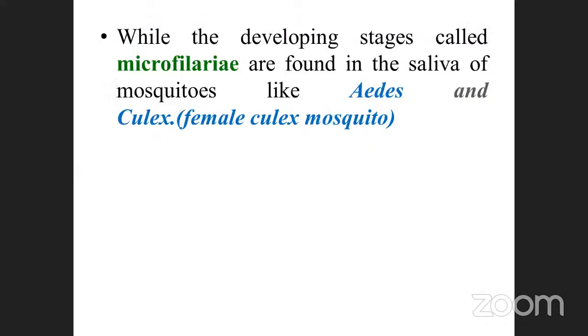See here, the developing stages called microfilariae are found in the saliva of the mosquito, which is called the female Culex mosquito. Already in our malarial parasite, the mosquito is the female Anopheles mosquito, but elephantiasis is caused by the female Culex mosquito. All are female only. You already know the main characteristic of the female: they produce the eggs. That is the reason.